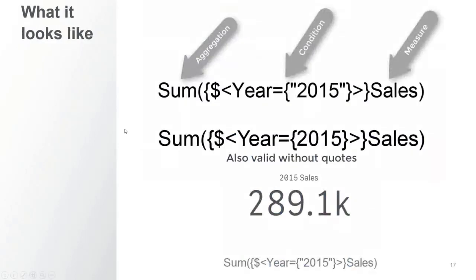Okay, breaking it down, what it looks like, you have your aggregation function, which, as I mentioned, is your sum, your count, your min, your max. You have your condition, what you're restricting the measure to, in this case, the set of data, in this case here, the year 2015, and then the actual measure that you're going to summarize, in this case, sales. Okay, we'll worry about the quotes a little bit later. There are ways of using double quotes and single quotes if you're looking for explicit searches of data or literals, for example.